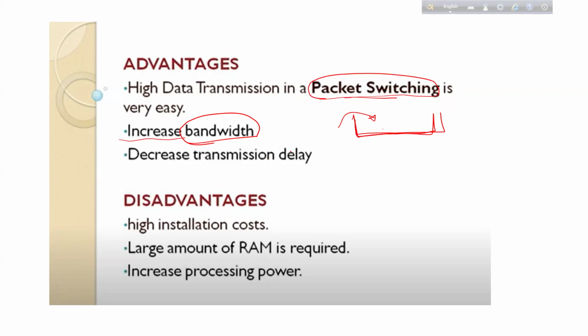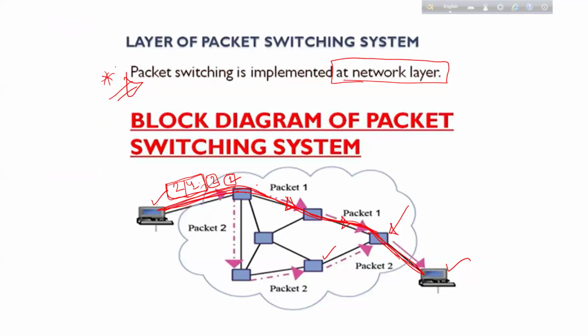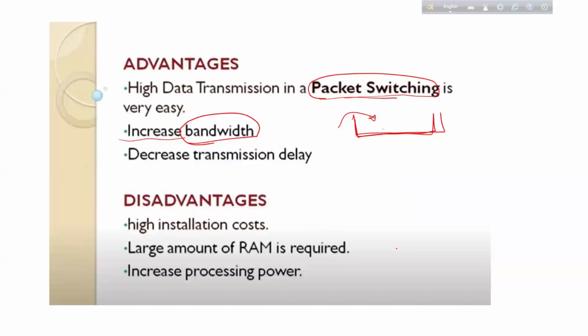Decrease transmission delay. In a packet switching system, the packets can be routed using different routes, so they should not wait for any path to be free. Simultaneously, packet 1 will be reached, then within a second, packet 2 will be reached using another route, packet 3 will reach using another route. So the transmission delay is very low in a packet switching system.